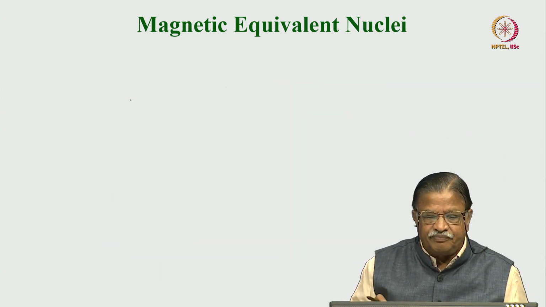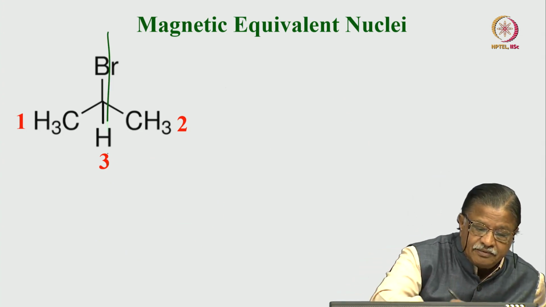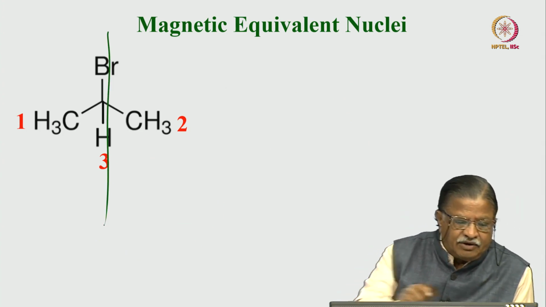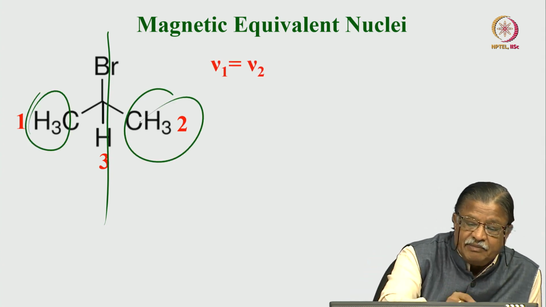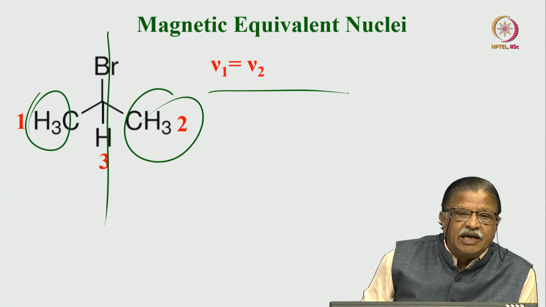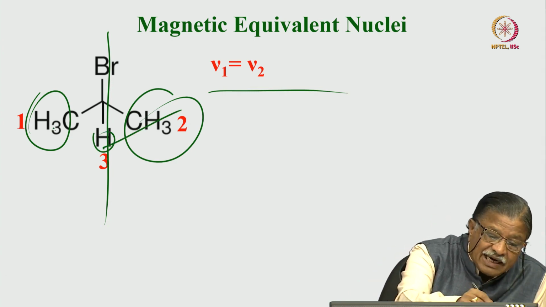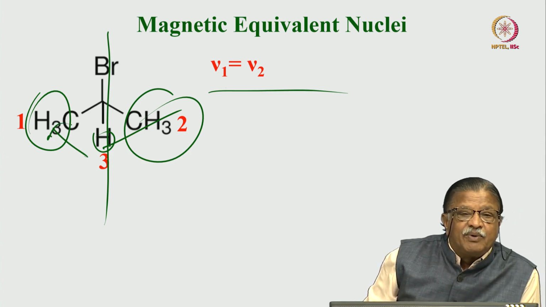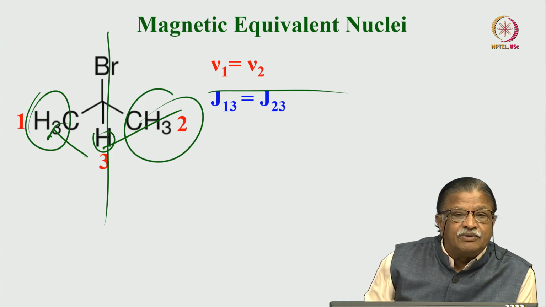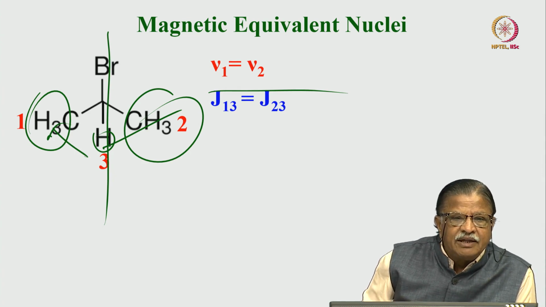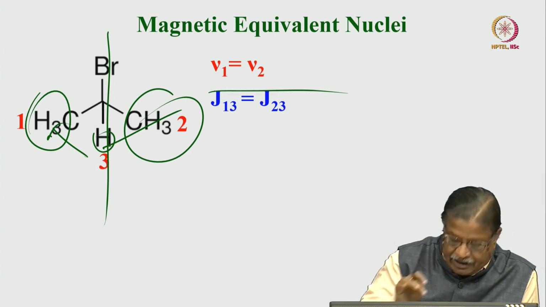This is one example. We can take the example of this molecule. There is a symmetry. There are 2 CH3s, so this CH3 chemical shift and this CH3 chemical shift are the same. They are chemically equivalent. But what about the coupling between this proton and this CH3, and this proton and this CH3? What is the coupling between 1,3 and 2,3? J13 is again equal to J23. That means these 2 methyl protons are magnetically equivalent.